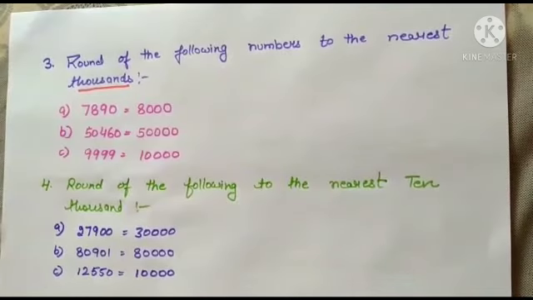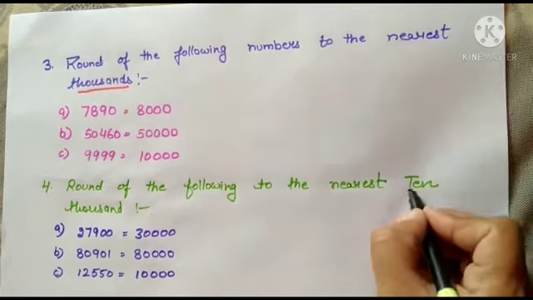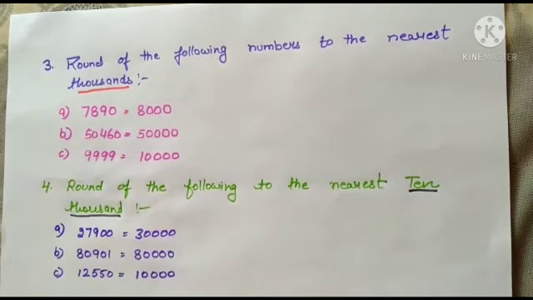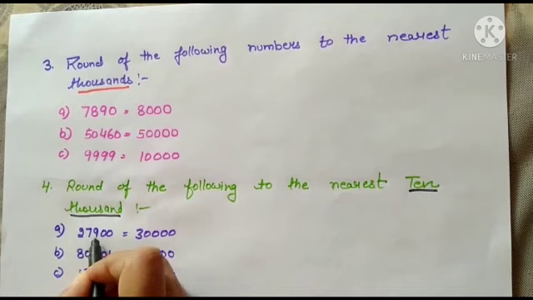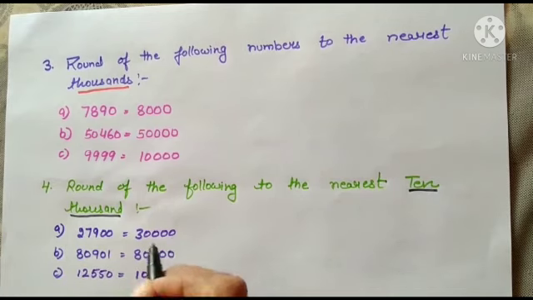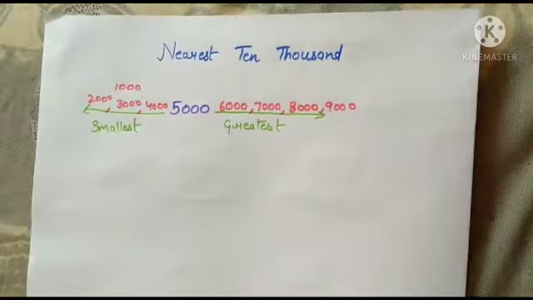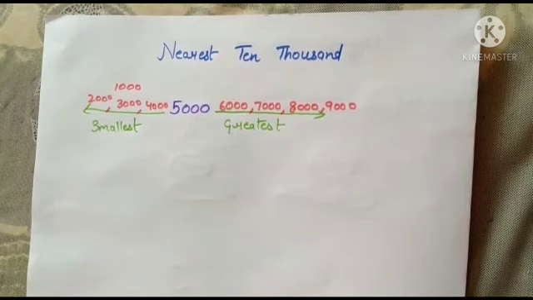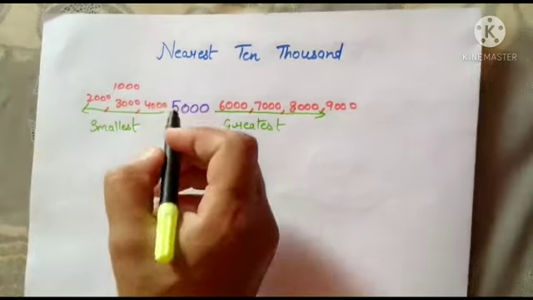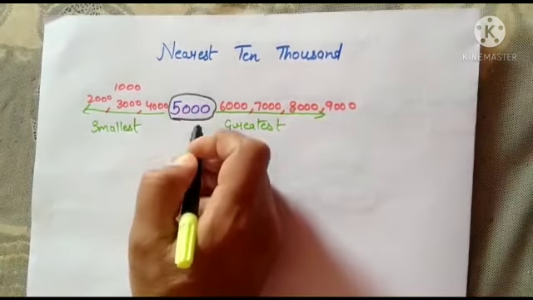Our fourth question is: round off the following to the nearest 10,000. Sorry, it is 10,000. Like we take the example, 27,900, the answer came to 30,000. 80,901, the answer came 80,000. 12,550, the answer came to 10,000. How did it come? Let me show the rule. Like in the first sums, we have done the nearest ones, tens, hundreds and thousands. Here it is 10,000. The rule is the same. Only we have to see 5,000. In this sum, we will see 5,000.